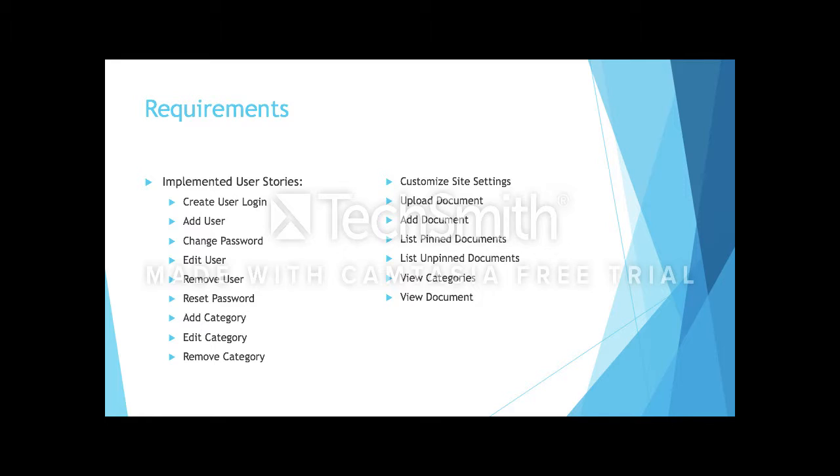Requirements. Here's a list of the user stories that our team implemented in this release of the application. The first is the user login feature, which is a basic user authentication system that routes a user to their home page according to their role. The add user feature, which allowed admins to create and add new users to the site. Change password allowed users to change their own password as part of their profile settings. Edit user, which allowed admins to update their user information with the exception of their password. Remove user, which allowed admins to remove users from the system.